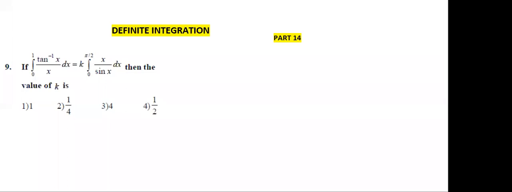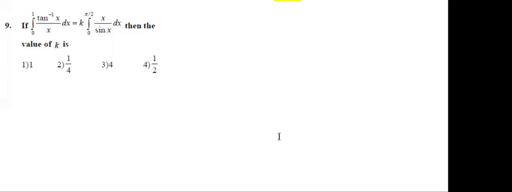Integration 0 to 1, tan inverse x divided by x dx, that is equal to k into integration 0 to pi by 2, x by sine x dx. That is the question. See the left hand side first. Tan inverse x is there. So do one thing. Take tan inverse x is equal to t.